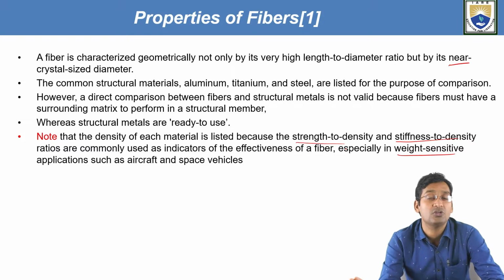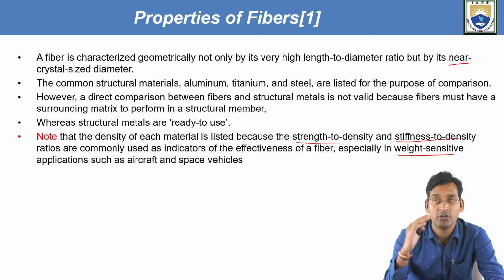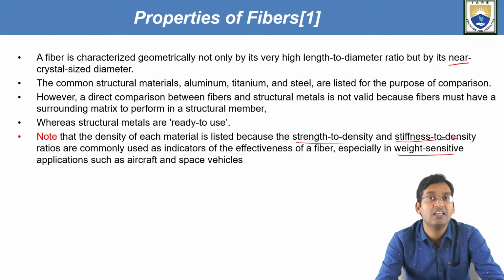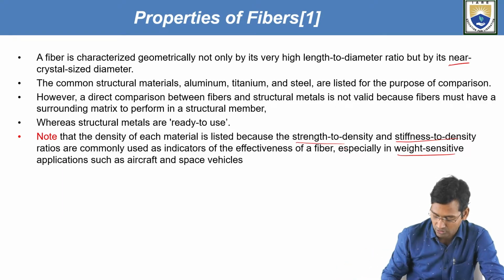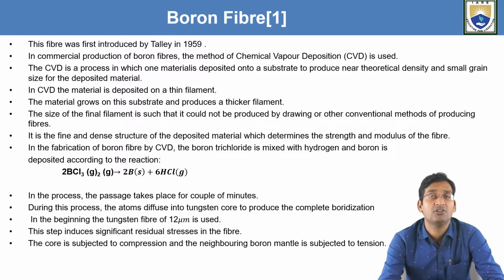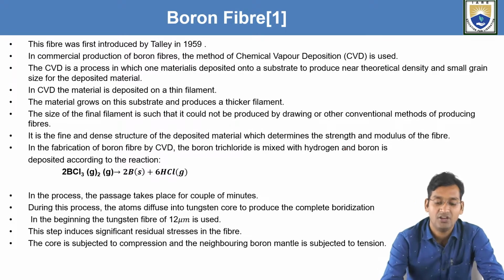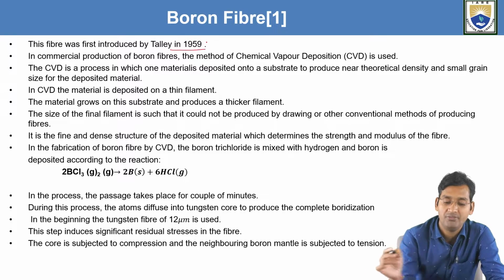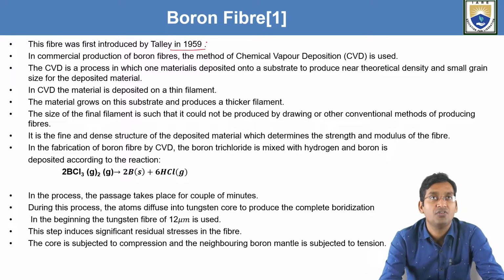If the strength to density ratio or the stiffness to density ratio is low, then we will not use the material in aerospace or space vehicles. Now see the first one, boron fiber. The fiber was first introduced by Talley in 1959.